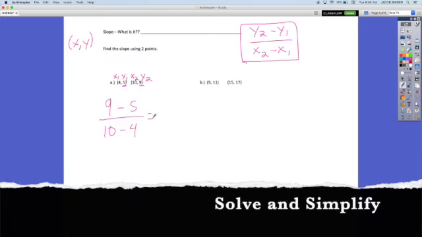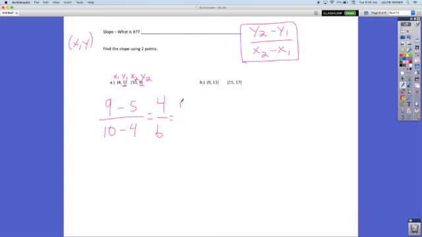Now let's just go across the top. 9 minus 5 is 4. 10 minus 4 is 6. I am going to simplify here, take a 2 out of each. Okay, so I got 2 thirds. That kind of makes sense. If I go too fast here, pause it so you can get caught up with me. But I want you to work these out with me, okay?